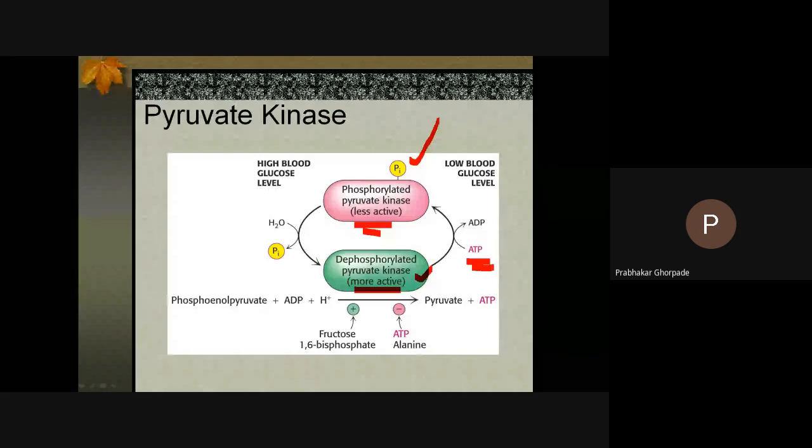So what is ATP doing? It is phosphorylating this pyruvate kinase. If fructose 1,6-bisphosphate is there, it is positively influencing this enzyme and it is producing more pyruvate. But if ATP and alanine are there, they are inhibiting this pyruvate kinase enzyme.